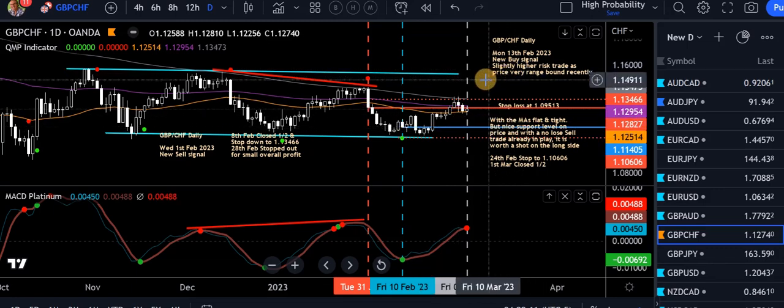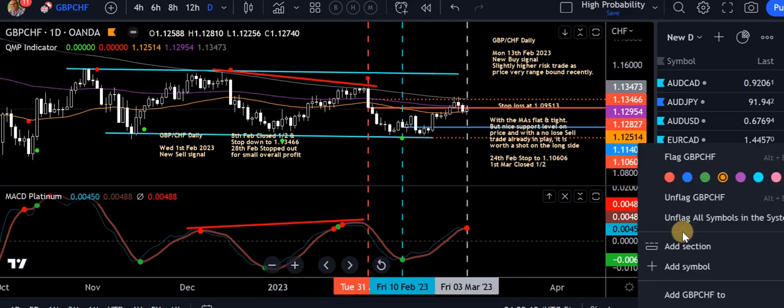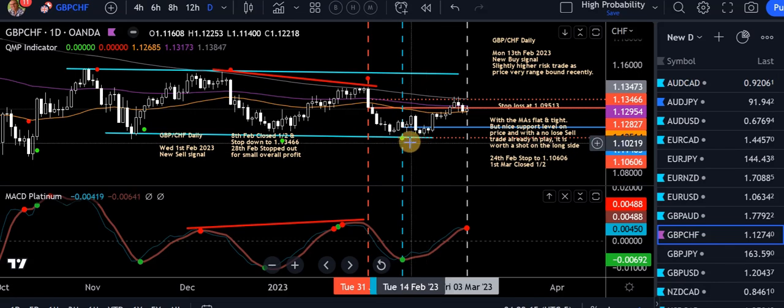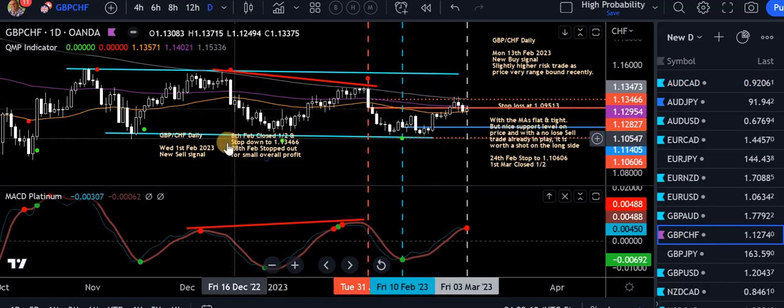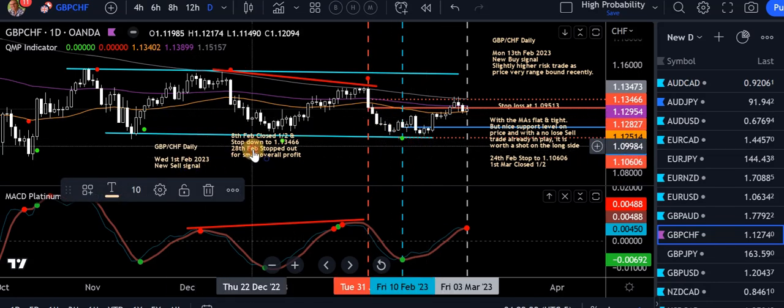Now, I just leave these trades on the chart to show you guys, and I'll tidy up the chart after the video, but it was stopped out. So this sell from the 1st of Feb.